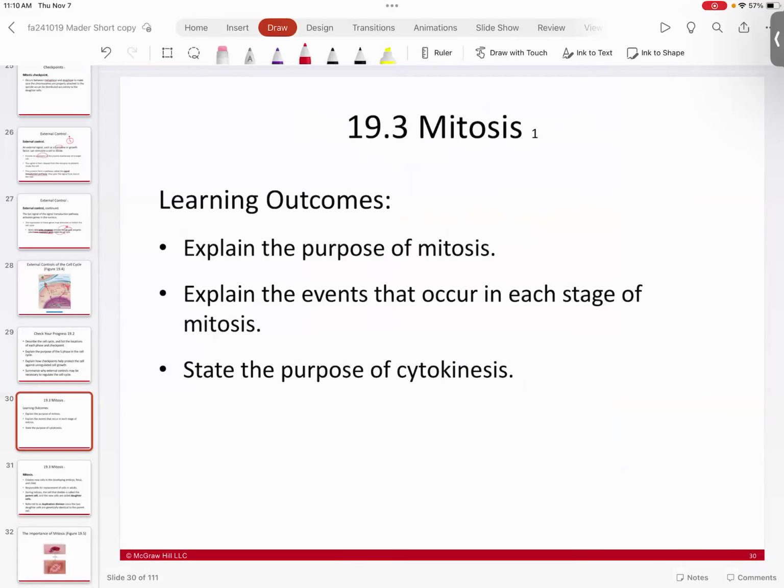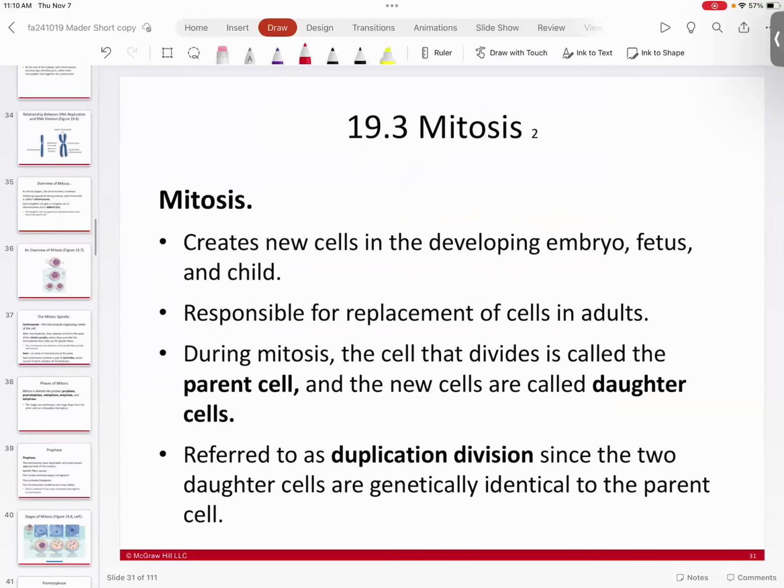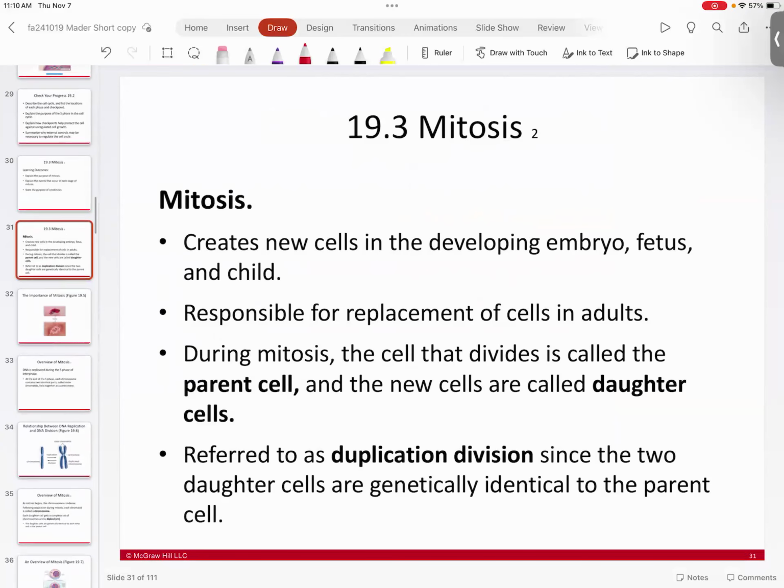So that's basically how you move the cell cycle forward. Now let's go ahead and take a closer look at mitosis and the events of mitosis.